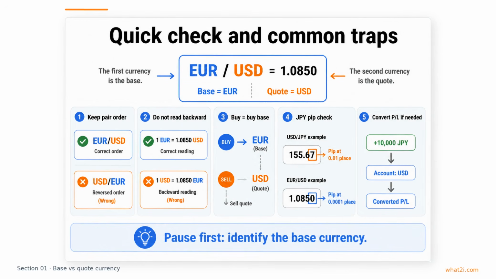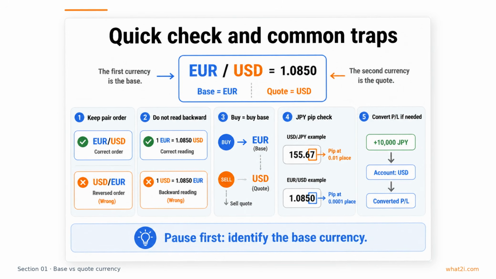Before moving on, it helps to walk through a few habits that prevent common mistakes. Do not reverse the pair order, because Euro/USD and USD/EUR are different quotes with different meanings. Do not read the quote backward. Always read it as one unit of the base currency equals some amount of the quote currency. Remember that buying a pair means buying the base currency, not both currencies at once.